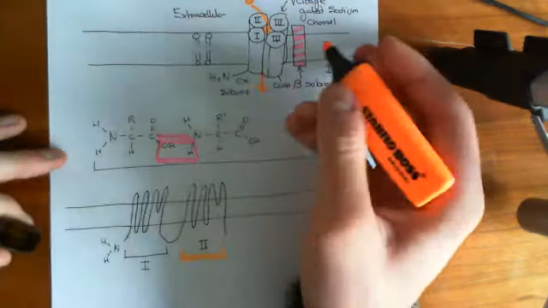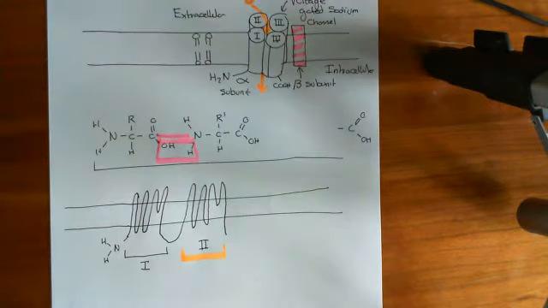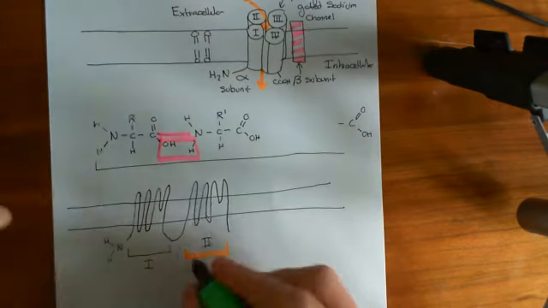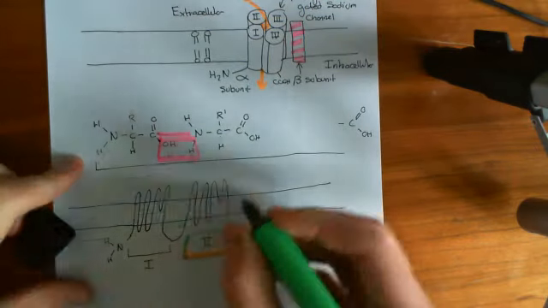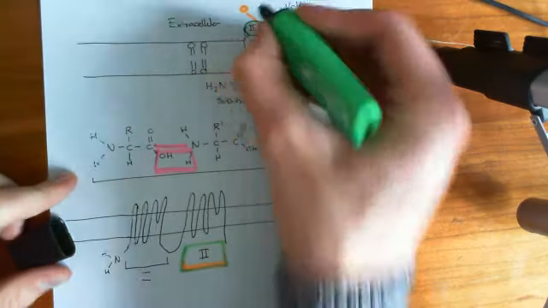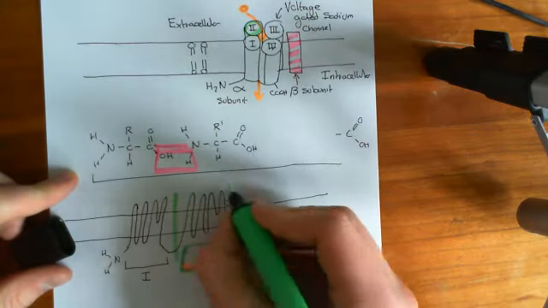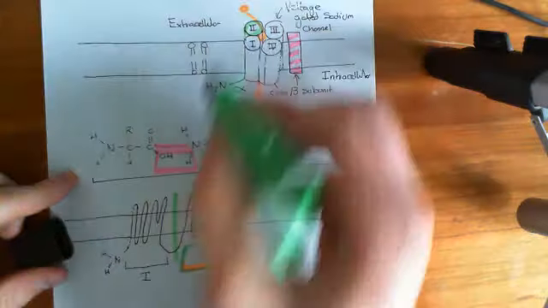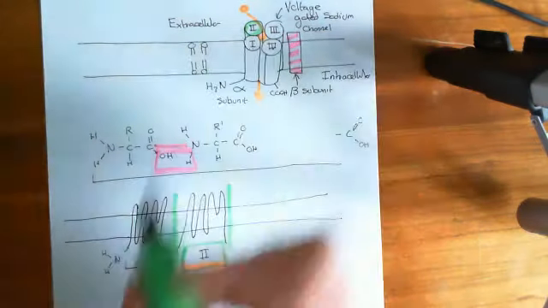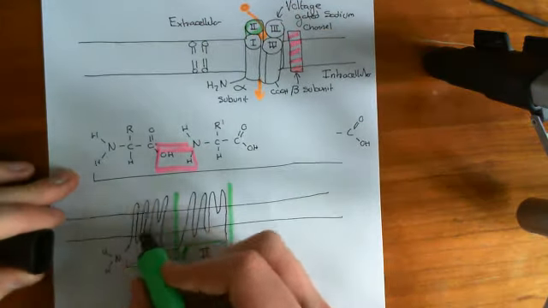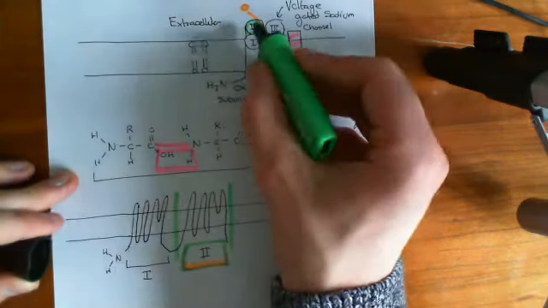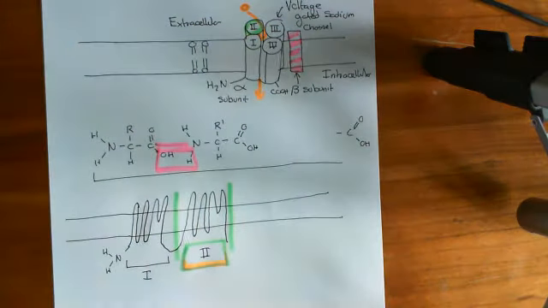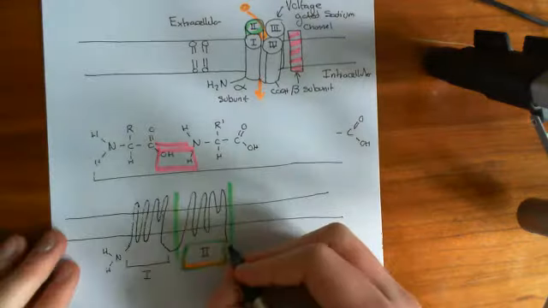I shouldn't have done it in orange, so let's highlight it in green. This is the second cylinder here. All of this structure from here onwards forms that second cylinder, and all of this forms the first cylinder. So you can see how the polypeptide continues on from forming the first cylinder straight into forming the second cylinder. And it goes on basically.